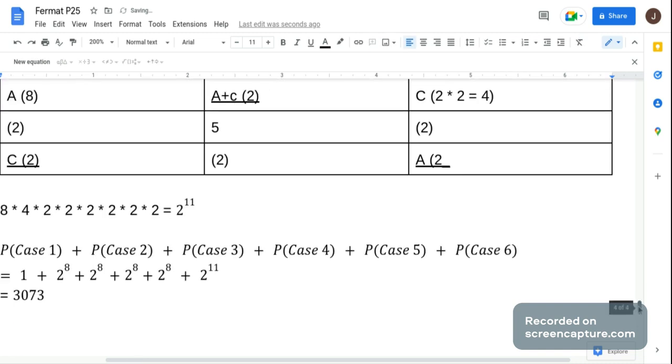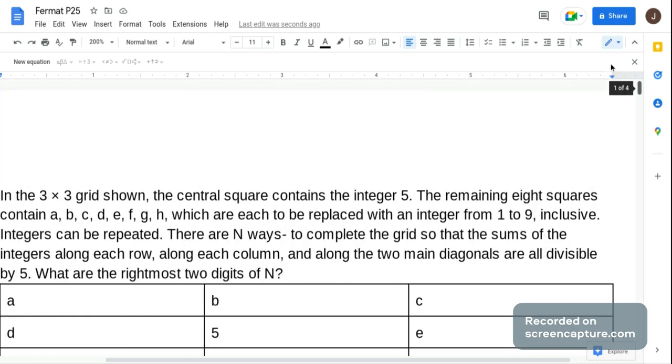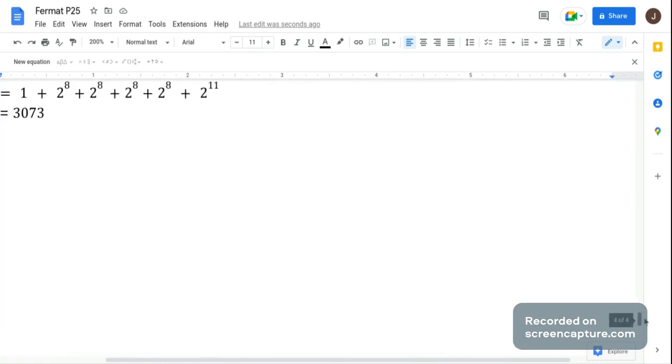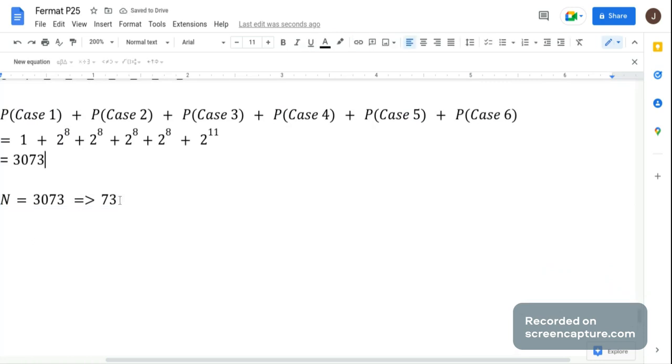Since the problem requests us to type in the last 2 digits of n, it is going to be 73. So the number that we should type in for the answer is 73.